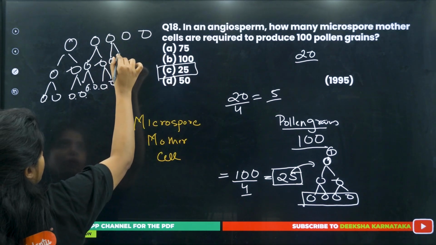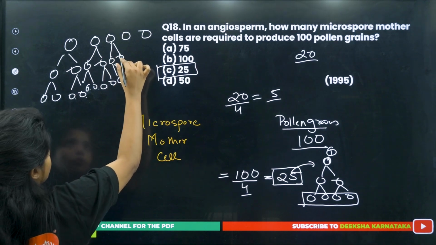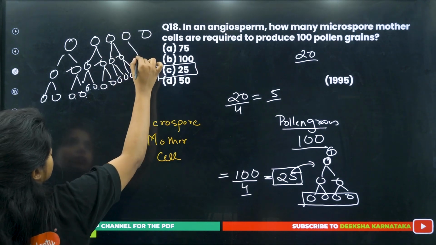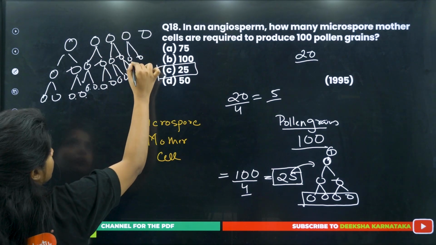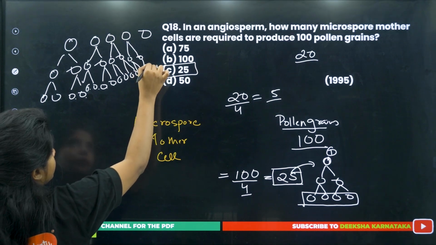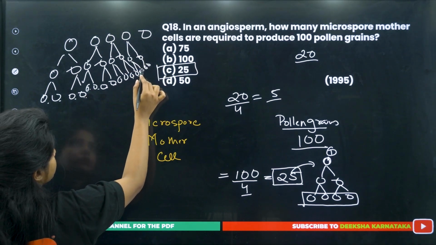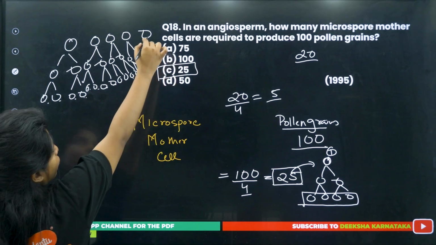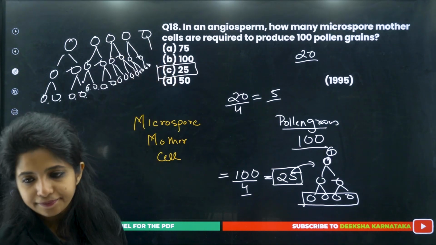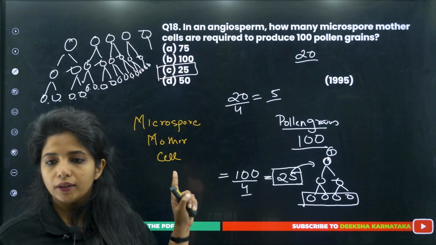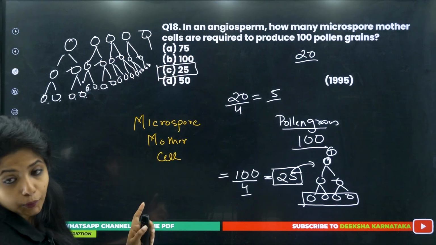So again, if you want this division, I can show you. 1, 2, 1, 2. Similarly over here, 1, 2, and then again 1, 2, 1, 2. So basically 1, 2, 3, 4, 5, 6, 7, 8, 9, 10, 11, 12, 13, 14, 15, 16, and then 4 more from this cell. So 20. Okay, this is how you have to calculate. Going ahead, I hope you got this answer.